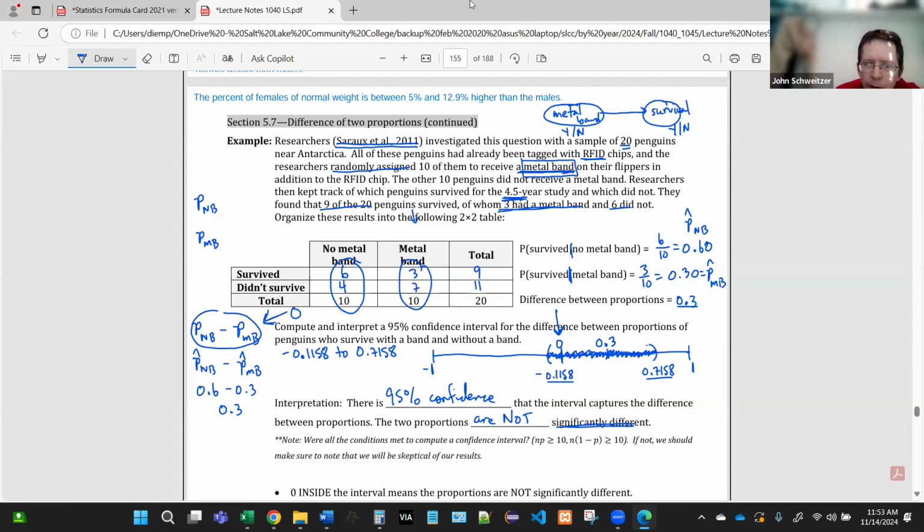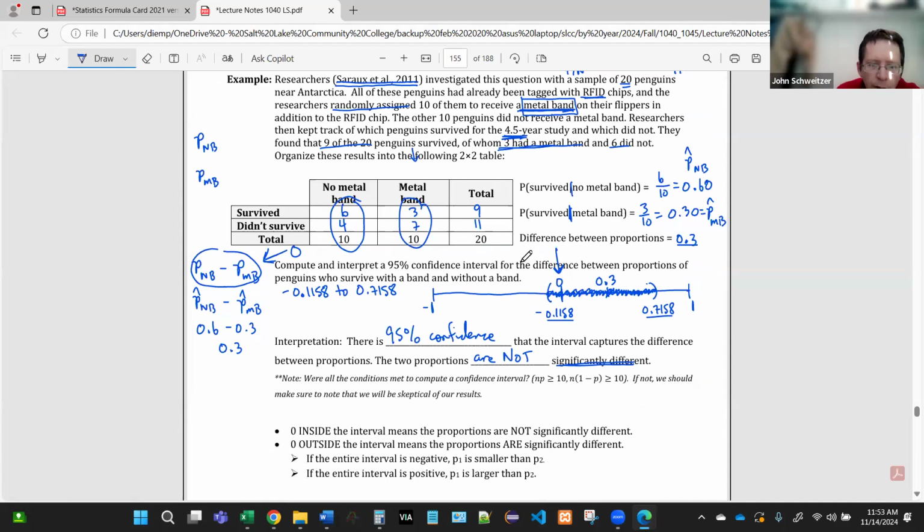Good. All right, so there's a couple of other things down here. If 0 is inside the interval, it means that the data does not prove that we have a statistically significant difference. Okay, so if 0 is in there, it's still possible that there's no difference. Maybe there is a difference, but that particular data set doesn't prove it. If 0 is outside the interval, it means that the two proportions are significantly different. Because if 0 is not in the interval, 0 is not a possible value for the difference.